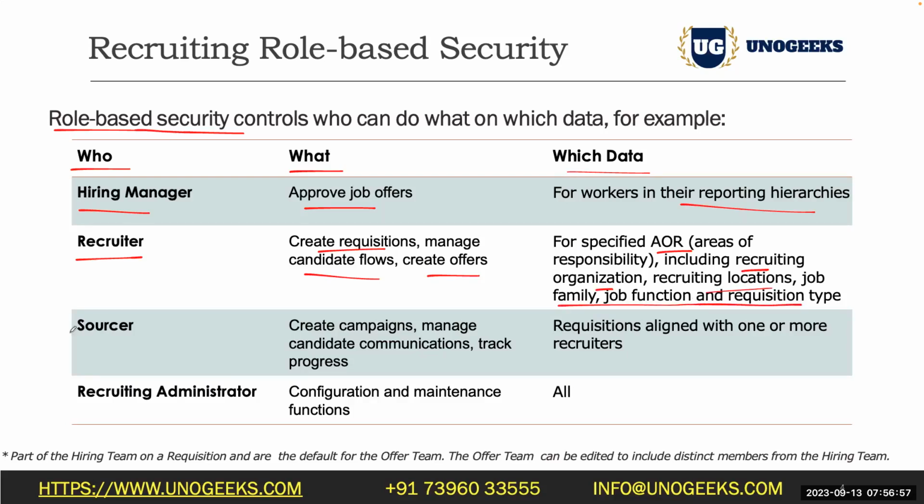Next, we have something called a sourcer. What can a sourcer do? A sourcer can create campaigns, manage candidate communications, and track the progress. For which set of data can the sourcer perform all these transactions? Only for the requisitions which the sourcer is aligned with. If a sourcer is not aligned with certain requisitions, then for those requisitions the sourcer cannot perform any of these actions. And the last we have is the recruiting administrator.